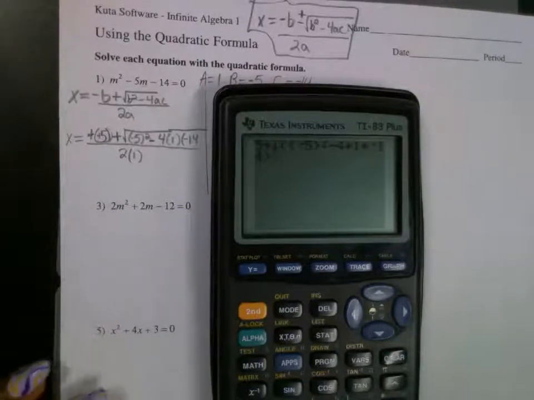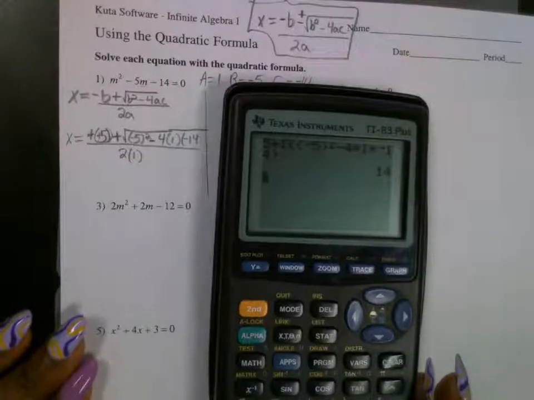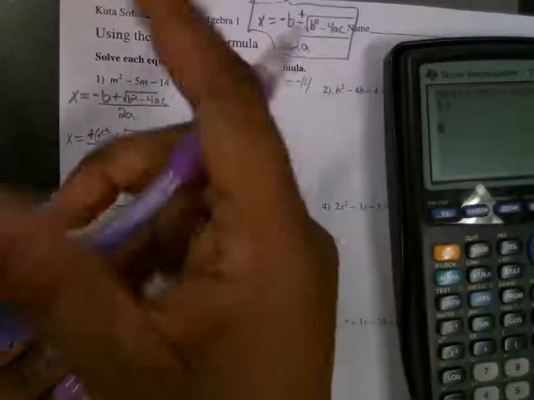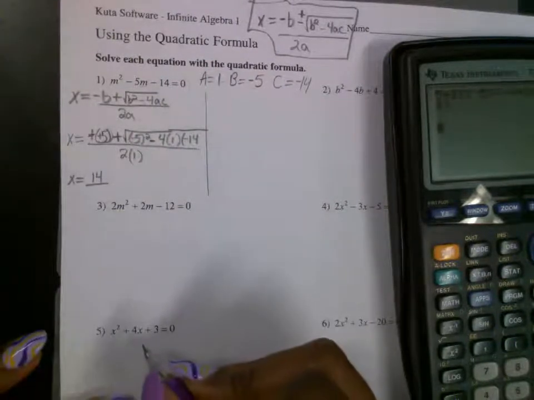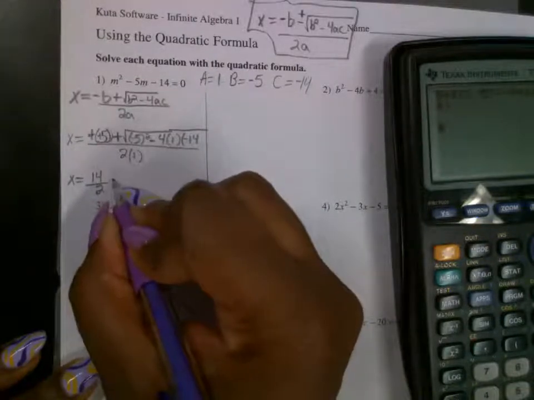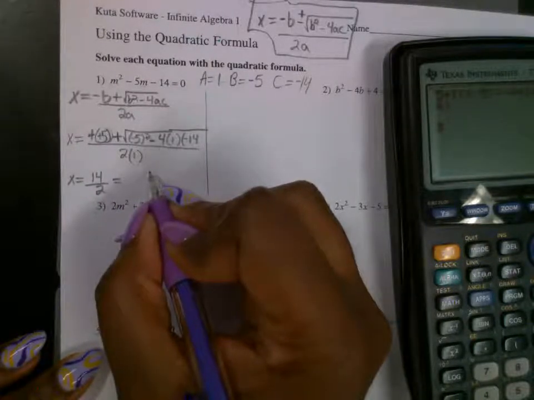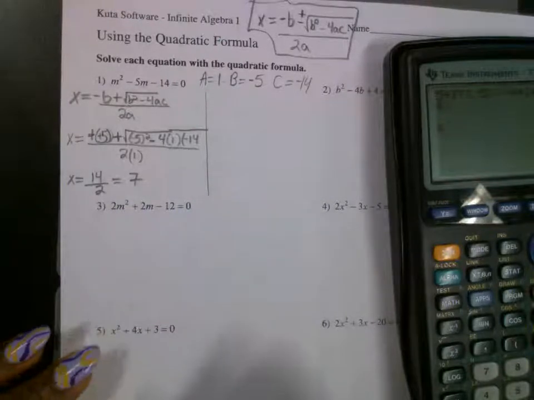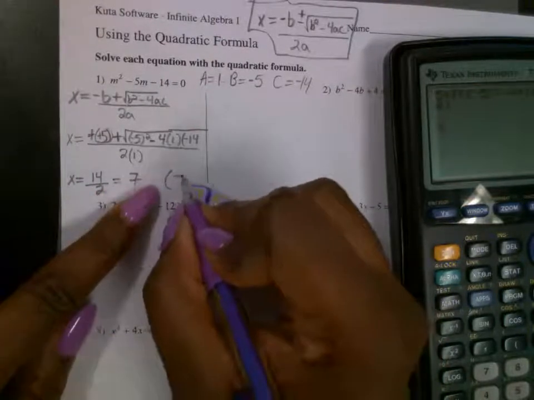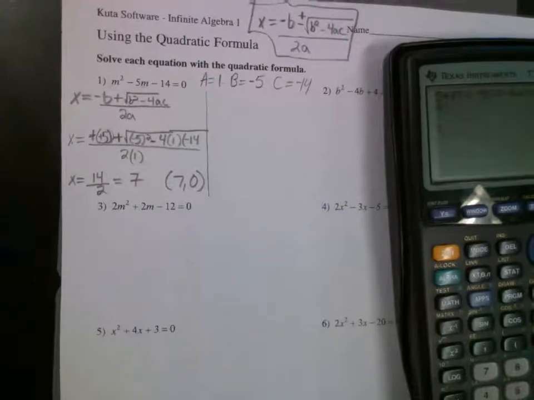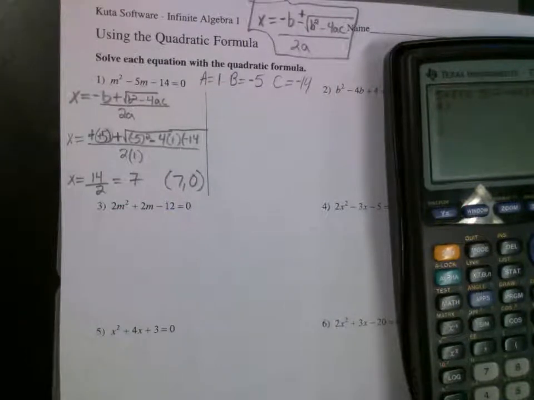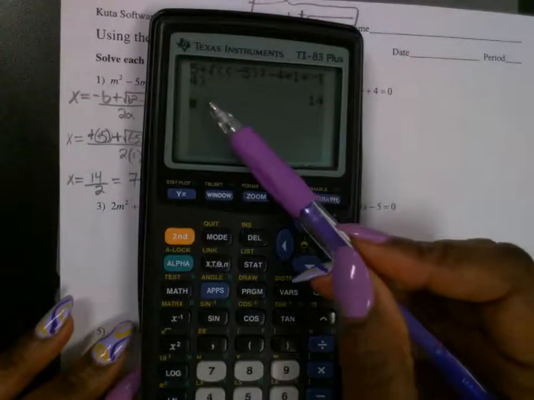All right, so now I press enter here. What do I get? I get 14. So it's going to be 14 on the top. What is it going to be on the bottom? 2. And so this gives me 7. So x here is 7, or we could say 7 comma what number? 0. Okay? How do you make the square root and stuff? I close the parentheses at the end.